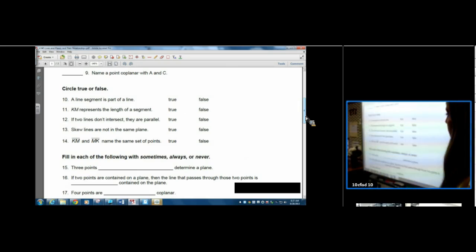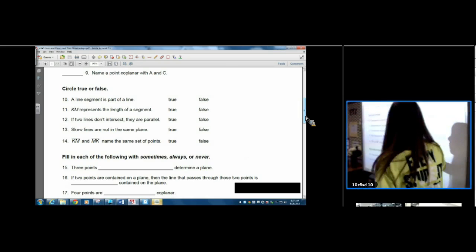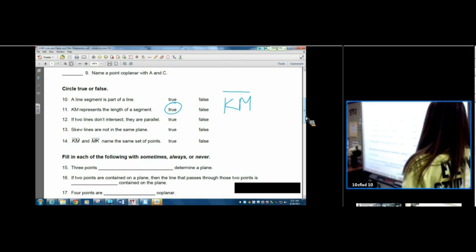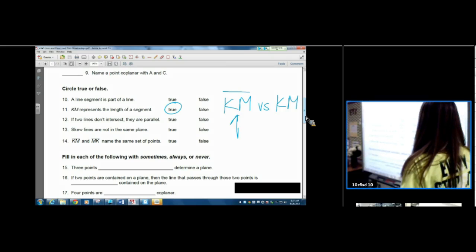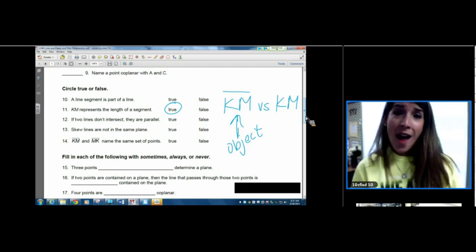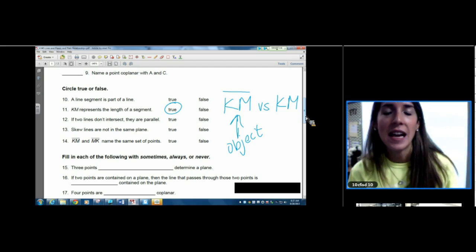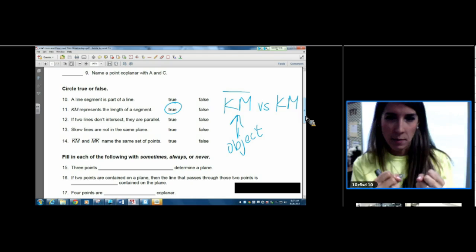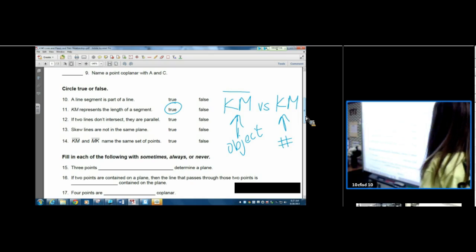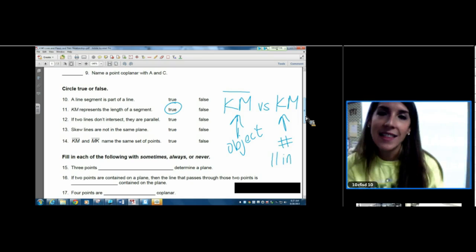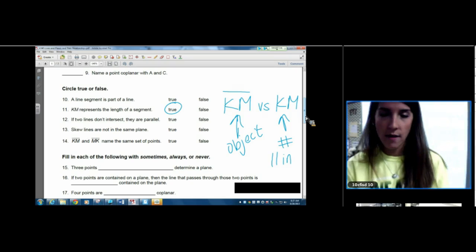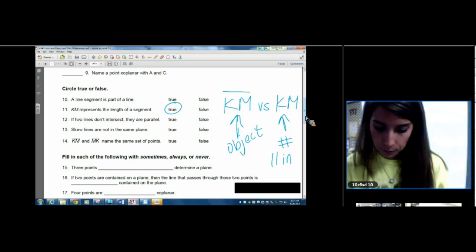All right, number 11. KM represents the length of a segment. True. Remember we talked about this versus this. This right here is an object. That is a segment. It's not a number. It's not the length of the segment. It's an object. This is a number, like 11 inches. That is the length. It's the distance between the points, or the length of the segment. So that's why that one's true.